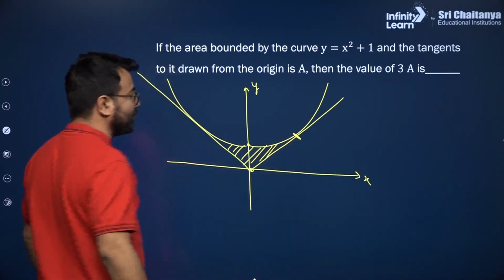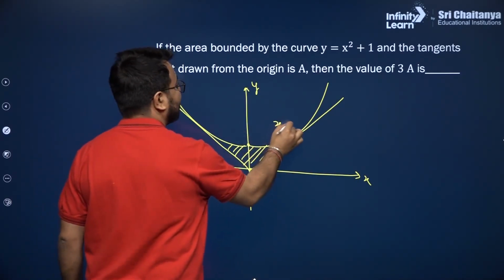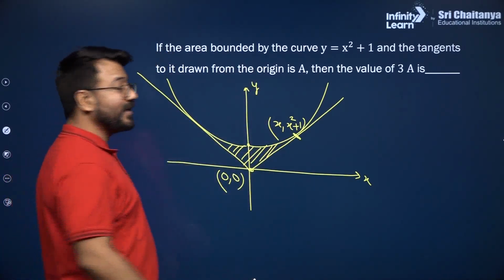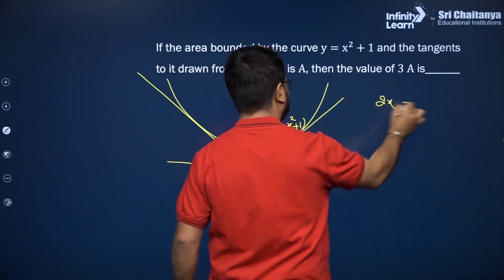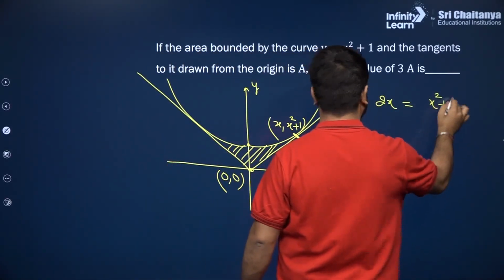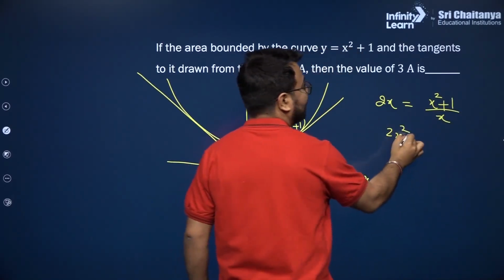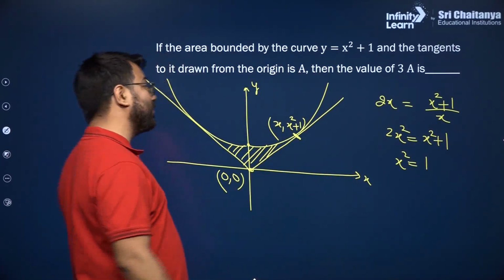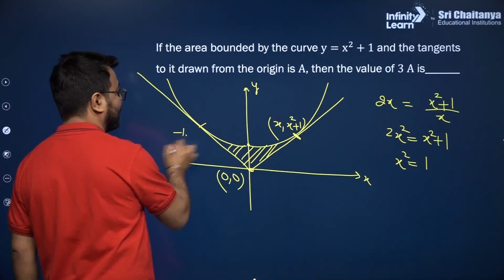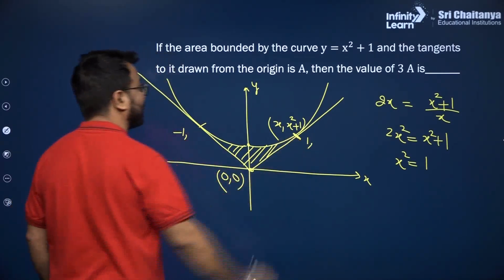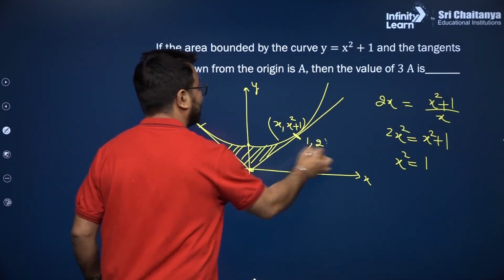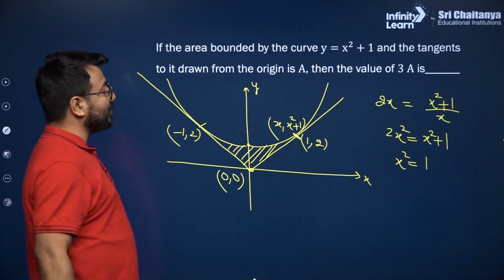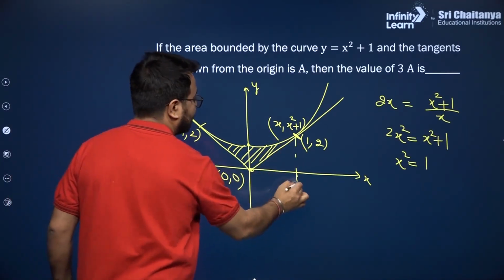For that I need to know this point also. So the point will be of the form x comma x square plus 1. This is the origin. Differentiation of this function is 2x. So differentiation is equal to the slope of the tangent, and the slope of the tangent will be x square plus 1 upon x. If I cross multiply, 2x square will be x square plus 1, x square will be equal to 1, then x will be equal to plus minus 1. So here we will have x equal to minus 1, here we will have x equal to plus 1. But in both these situations I will get the value of y as 2. That means I got the point of contact, and then this point is very easy now. This is 1 comma 0.